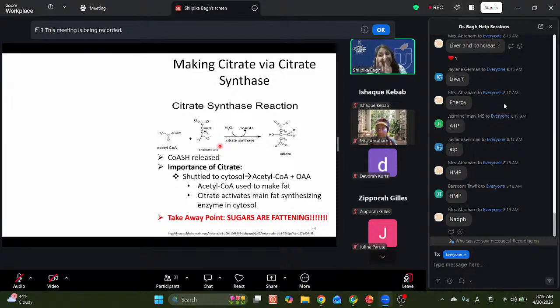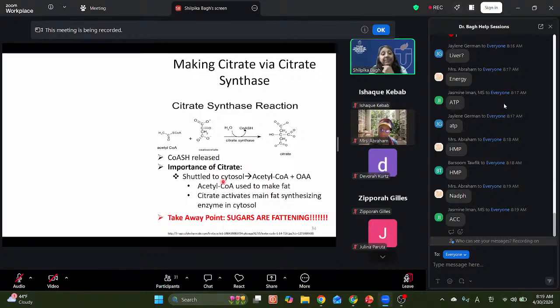Now you have collected enough ATP. When you are in a high insulin and high ATP state, what accumulates in the cytosol? Citrate, see my cursor. Citrate turns on big time. Which pathway does citrate turn on? Fatty acid synthesis and triacylglycerol synthesis. So are sugars fattening? Absolutely.